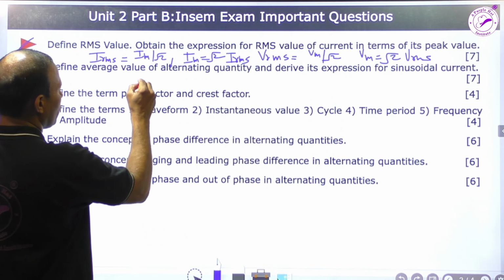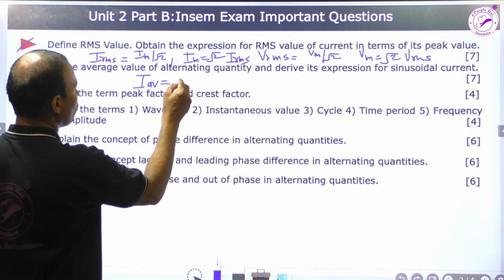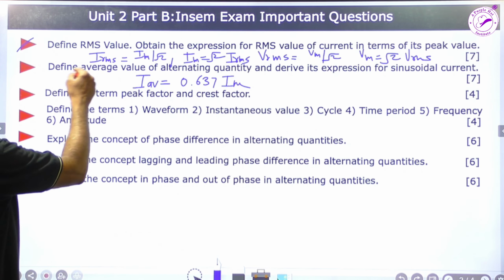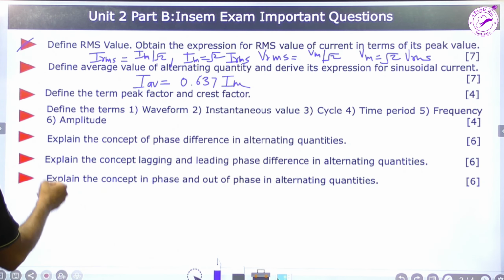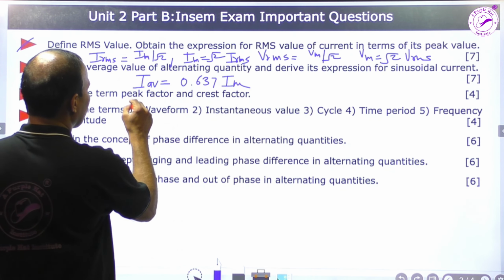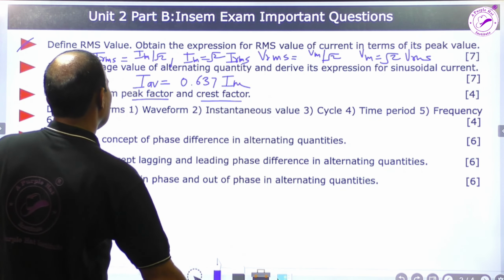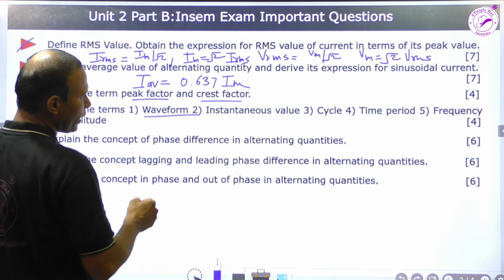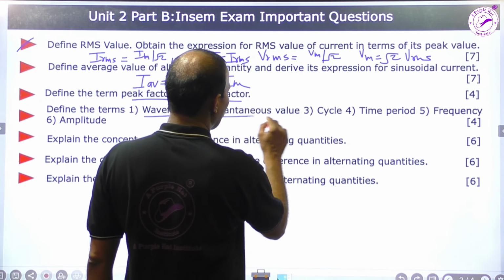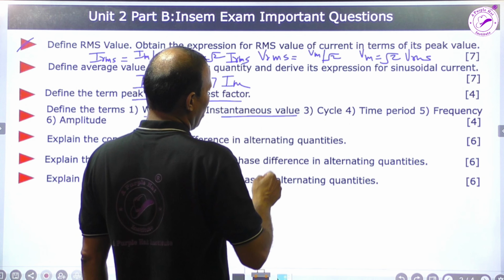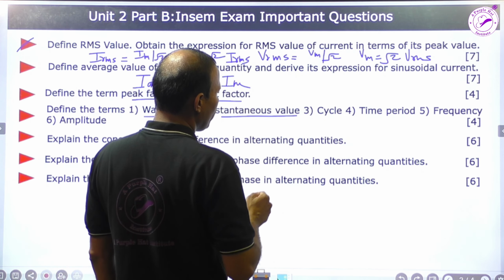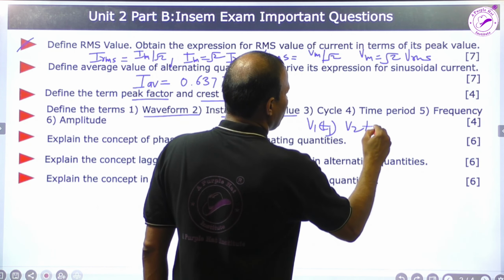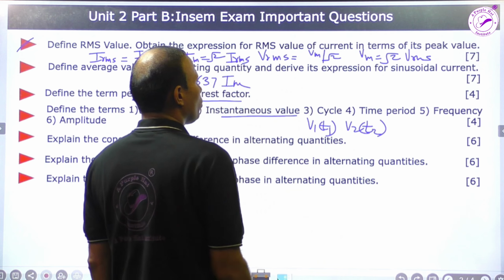Define average value. Yes, I average, suppose for current, I average is equal to 0.637 times Im. So we can derive this expression. This is an important one. The next question, define the terms peak factor, crest factor. Yes, we have already covered it in the video. Define the term waveform. Yes, a waveform is a graph or plot of two or more alternating quantities with respect to time. Instantaneous value. Yes, in the waveform, all values with respect to time are instantaneous values, V1 at t1, V2 at t2. These are called instantaneous values with respect to a particular time.